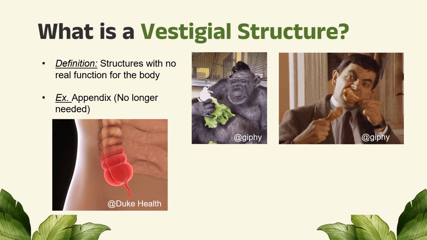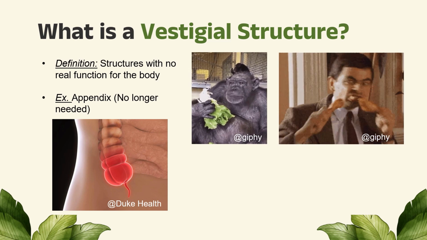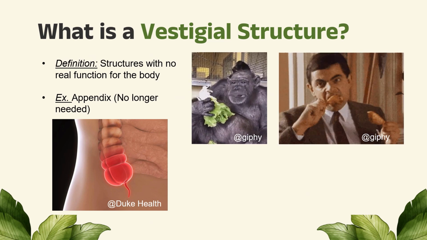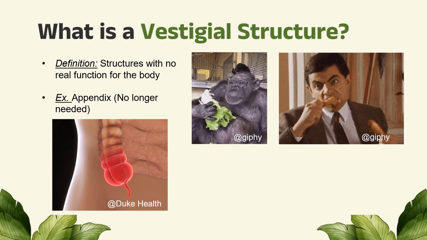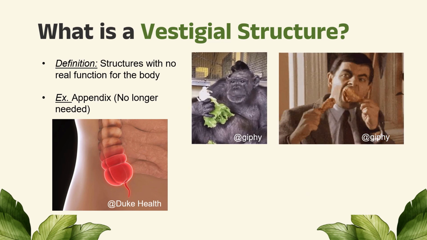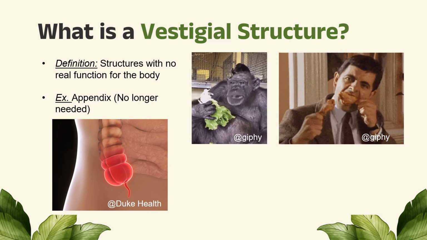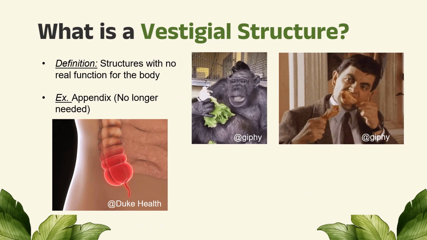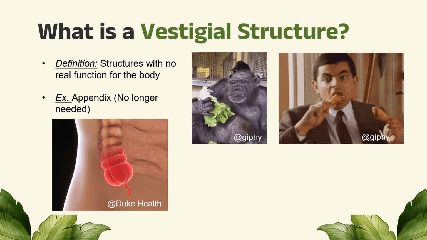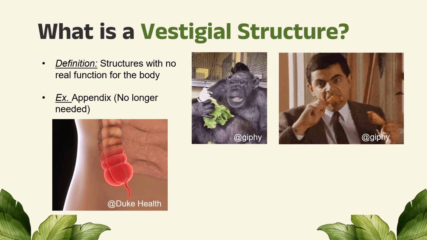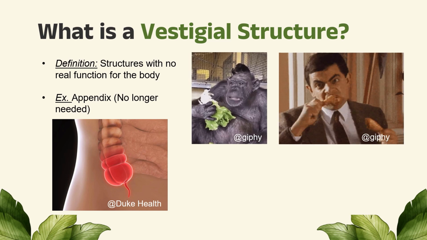Take the appendix, for example. In our ape ancestors, this little pouch-like organ played an important role in helping digest tough plant material by storing microbes that break down cellulose found in plant cell walls. Well, what makes the human appendix vestigial? Well, it's our change in diet. Unlike our leaf-eating ancestors, we've evolved and now consume a wide variety of foods such as meat.